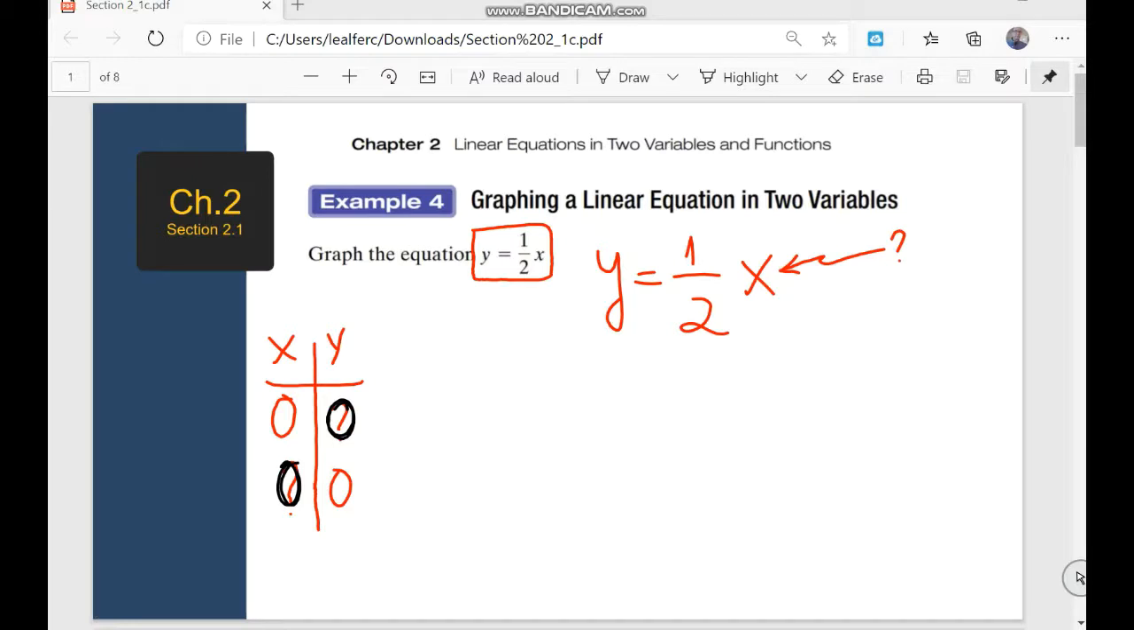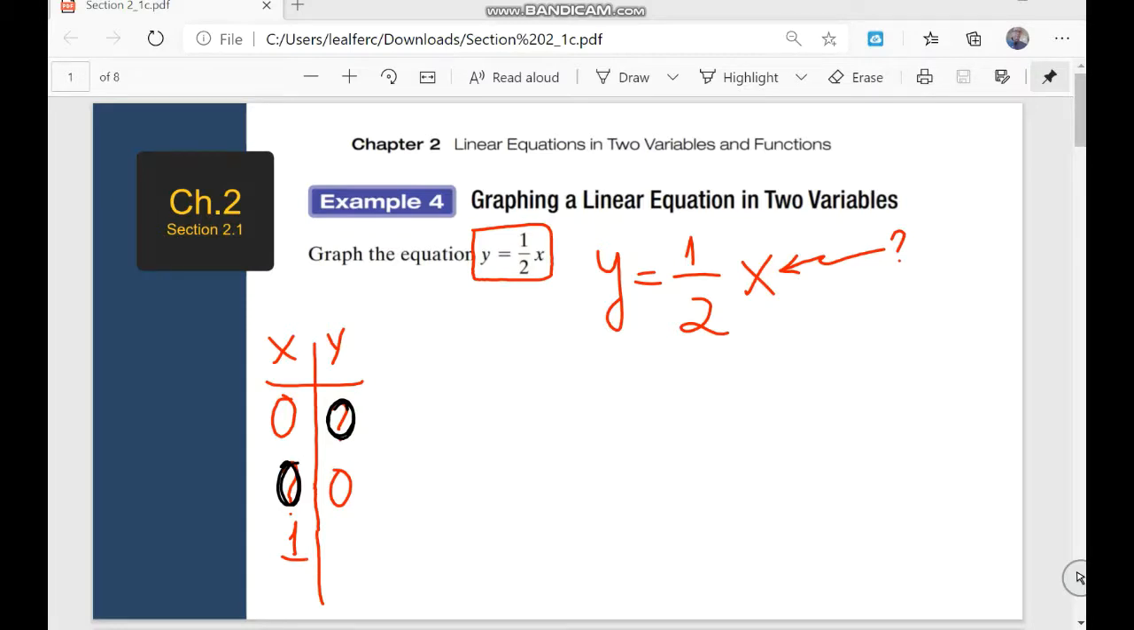What kind of number can I assume for x? Can I make x equals 2 to calculate y? Give me a suggestion. And Kalia said 1. Any other suggestions? Let's make it 1. That's a good one, good suggestion. Let's make it x equals 1.